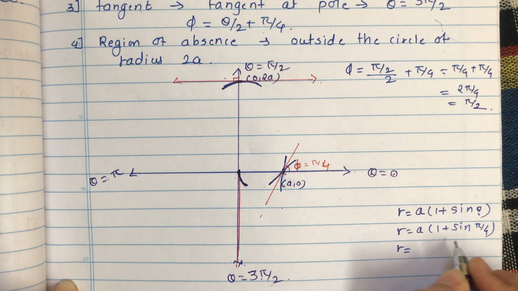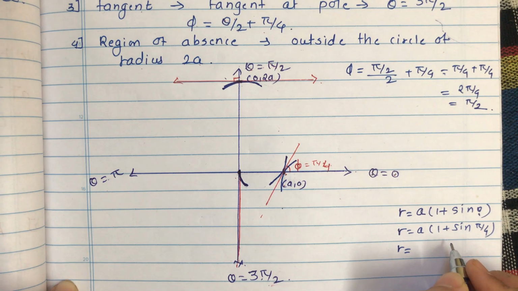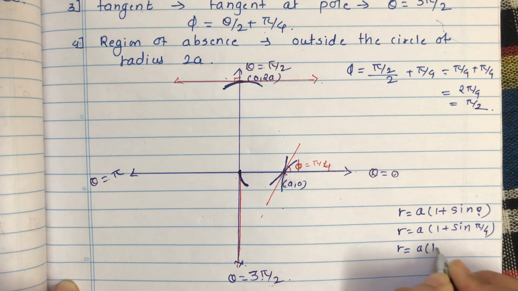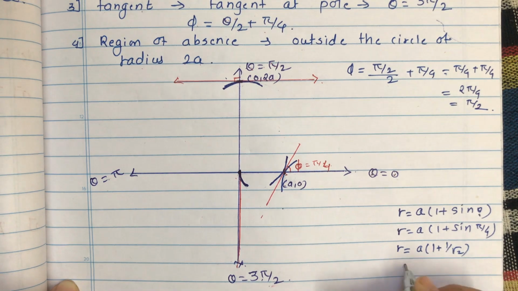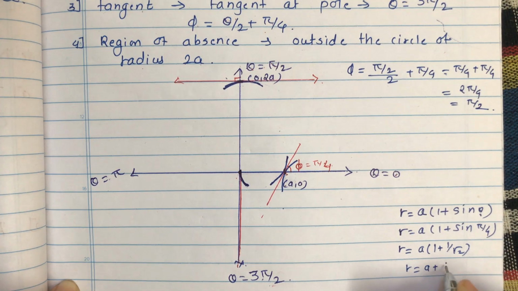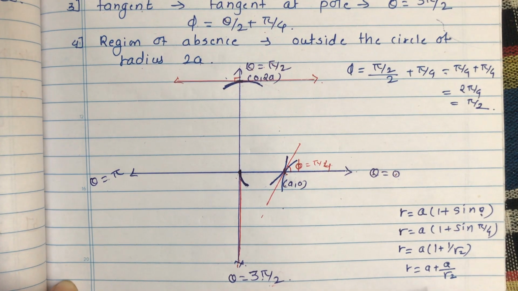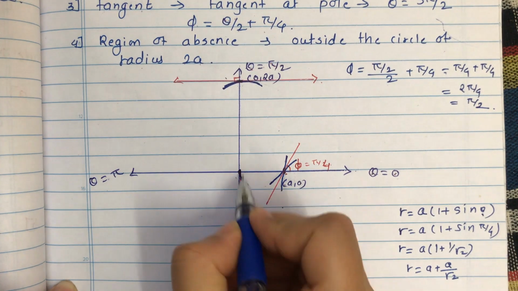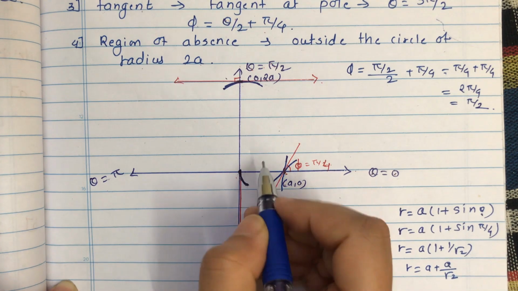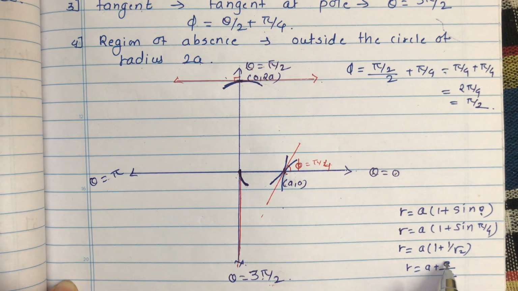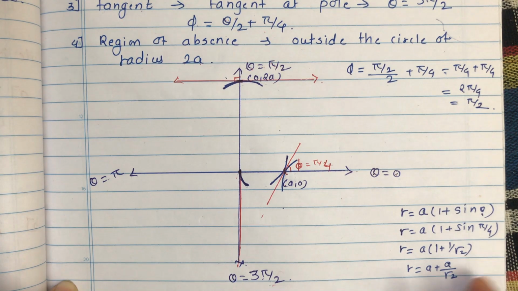So r is equal to a in bracket 1 plus 1 by root 2, since sin pi by 4 is 1 by root 2. So r is equal to a plus a divided by root 2. Now to plot this, we have taken a as distance 2, right? So r is equal to 2 plus 2 divided by root 2, so it will become root 2. So 2 plus root 2, and the value of root 2 is 1.414 something, right? So it will be 3.414.